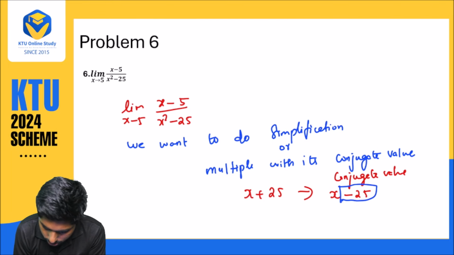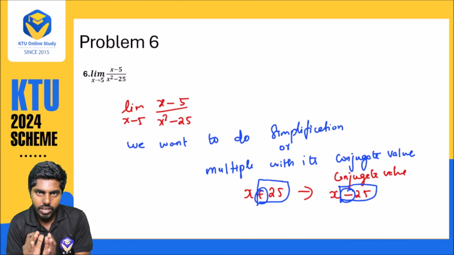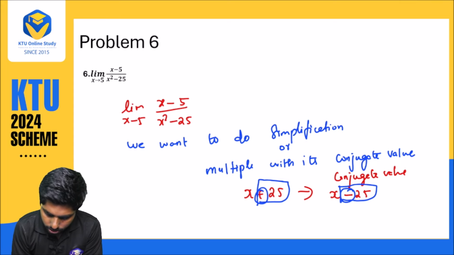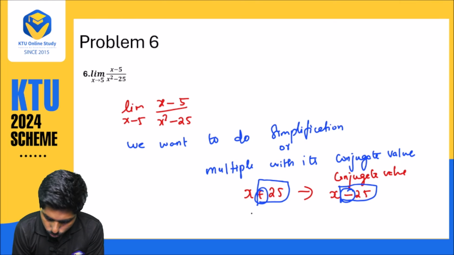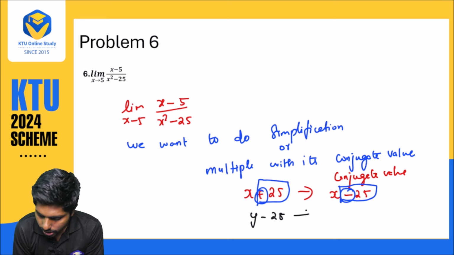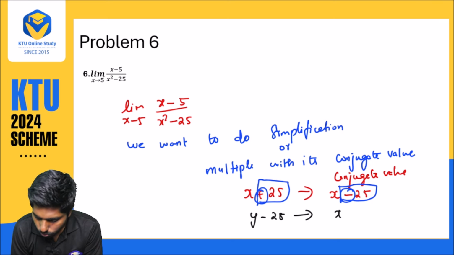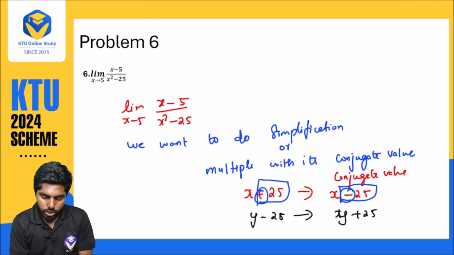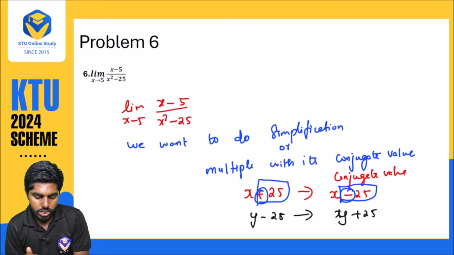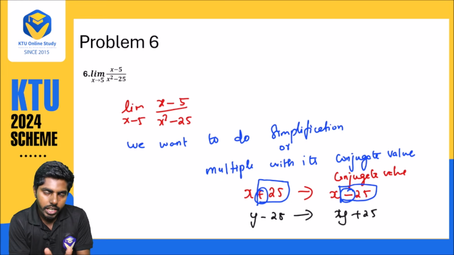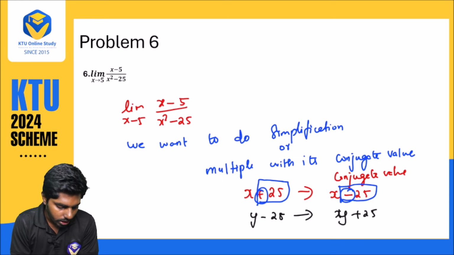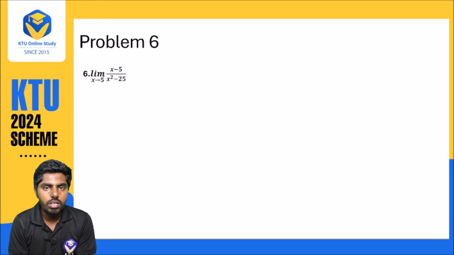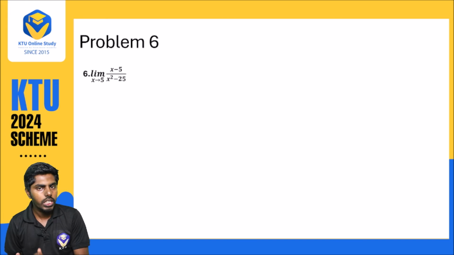See, this symbol is changing. Here plus symbol means here minus symbol. That is the value of conjugate. For example, here it is like this way. y minus 25 means the conjugate value is nothing but y plus 25. So this is the way we want to write the conjugate value. So here either we want to do simplification or multiply with the conjugate value. Here the sum we can do with the simplification method even. So if the simplification method is also not working, then go for the conjugate value.